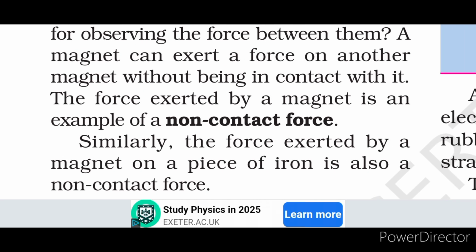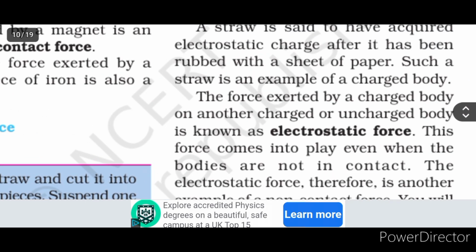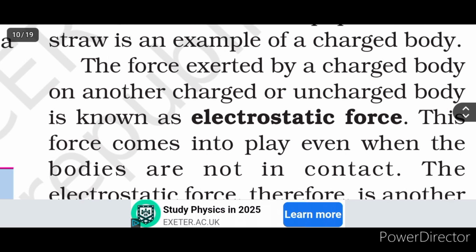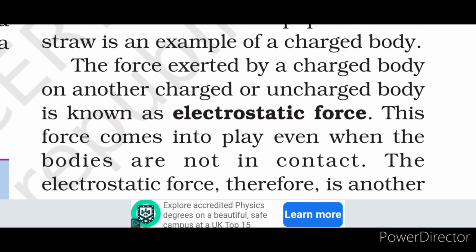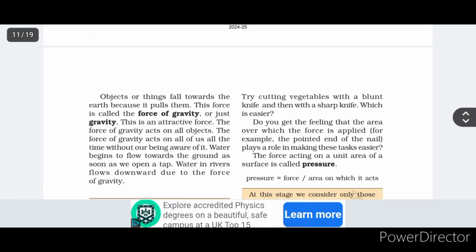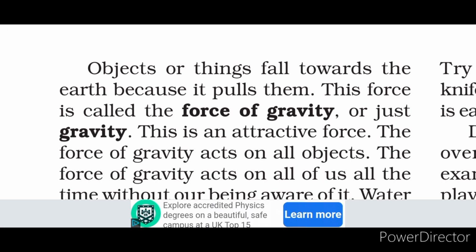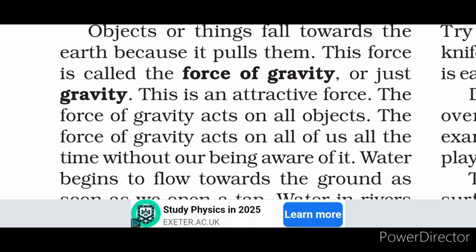The force exerted by a magnet is an example of a non-contact force. Electrostatic force: the force exerted by a charged body on another charged or uncharged body is known as electrostatic force. Objects or things fall towards the earth because it pulls them. This force is called the force of gravity or just gravity. This is an attractive force. The force of gravity acts on all objects.